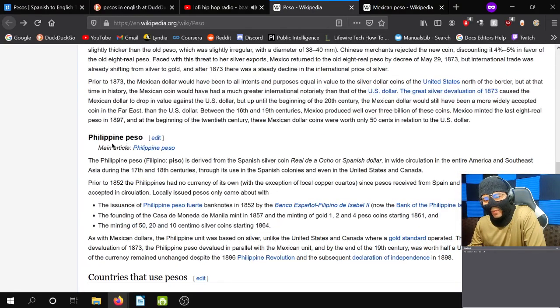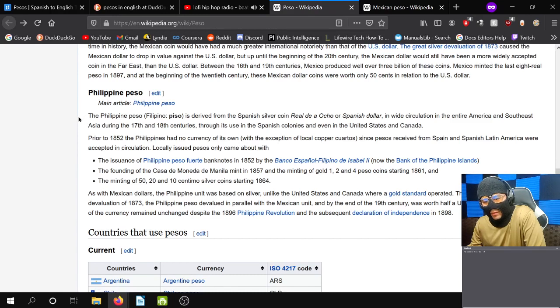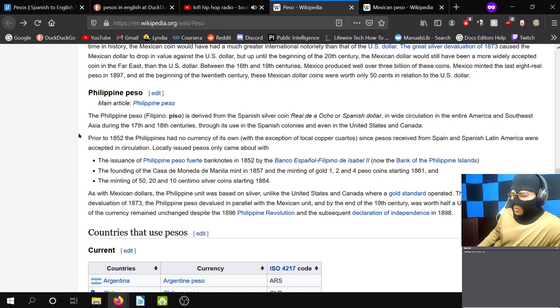So, I'm going to show something interesting. Plus, you have the Filipino peso. The Filipino peso is derived from the Spanish silver coin Real de Ocho, or Spanish dollar, in wide circulation in the entire Americas and Southeast Asia during the 17th and 18th centuries, though its use in the Spanish colonies and even in the United States and Canada. Prior to 1852, the Philippines had no currency of its own, with the exception of local copper cuartos, since pesos received from Spain and Spanish Latin America were accepted in circulation. Locally issued pesos only come about with.